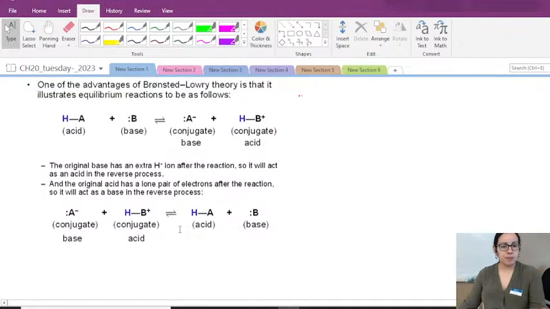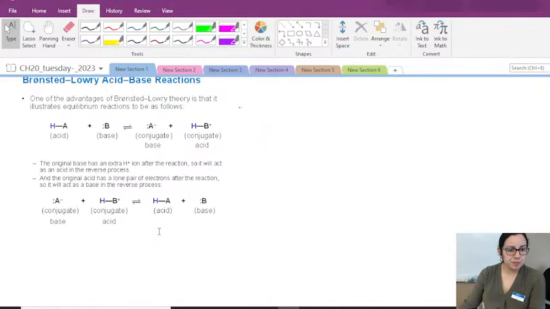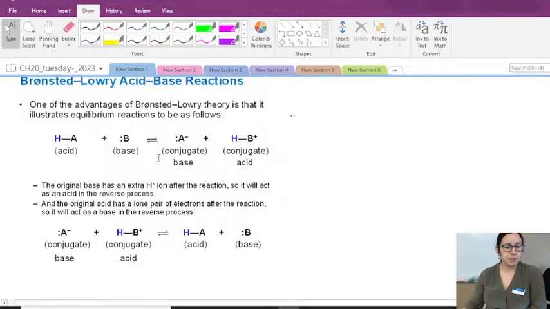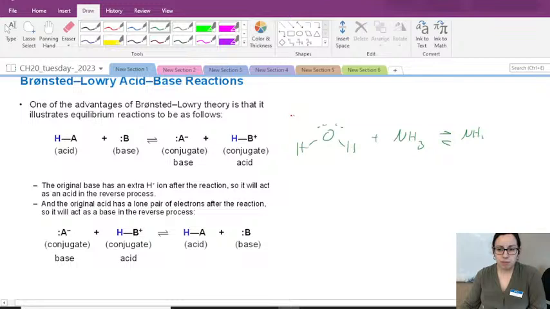And let's actually write this out with our ammonia again. So we're just rewriting from before. We had our acid plus our base, gave us ammonium plus hydroxide here. Now we can write the reverse reaction. So now hydroxide plus our ammonium.